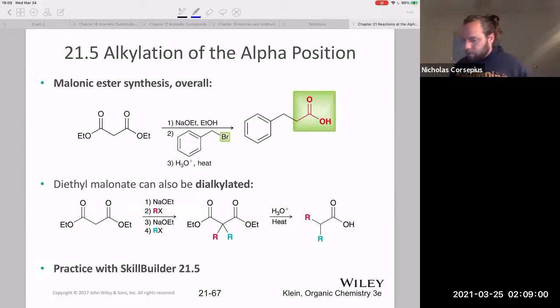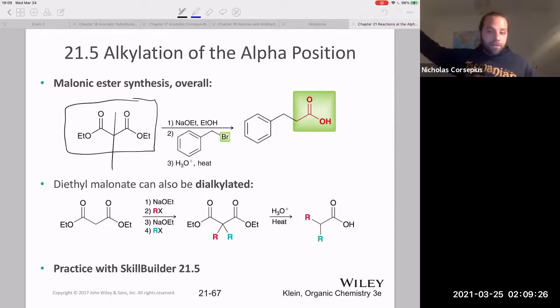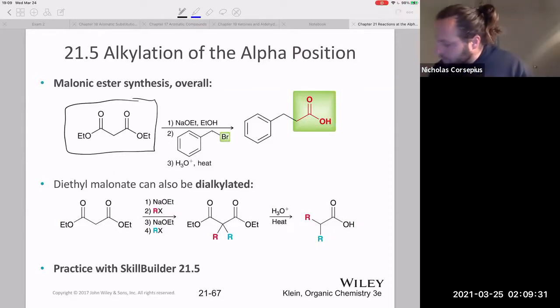Yeah, so overall, just to kind of hammer this home, you take your diethylmalonate, and that's this guy here, treat it first with strong base. That just creates the enolate ion. Then you add in your alkyl halide, and then by treating with acid and heat, you sort of cleave that guy in half. One half goes off as CO2, and the other half you're left with your alkyl halide attached. So this is this plus CO2.